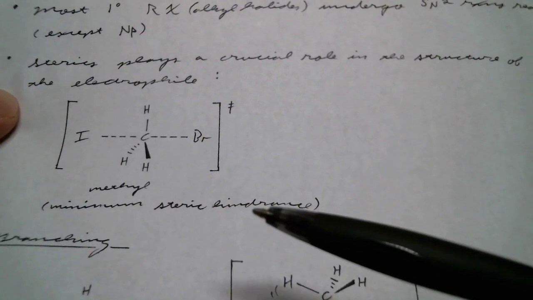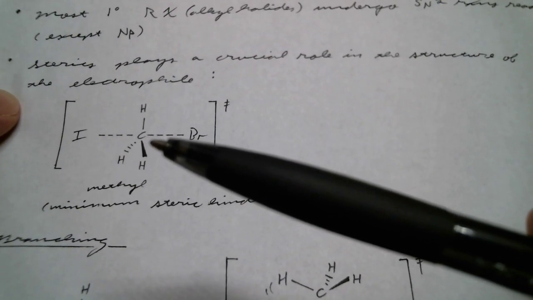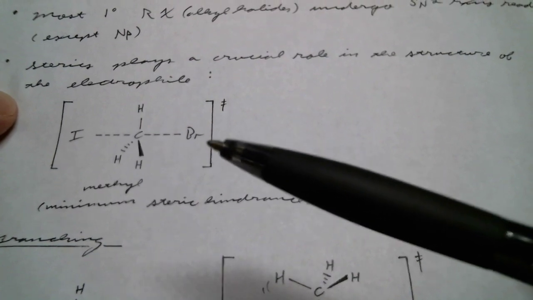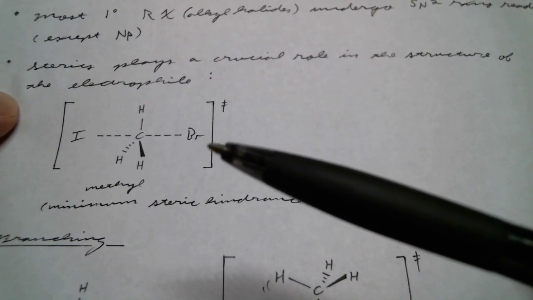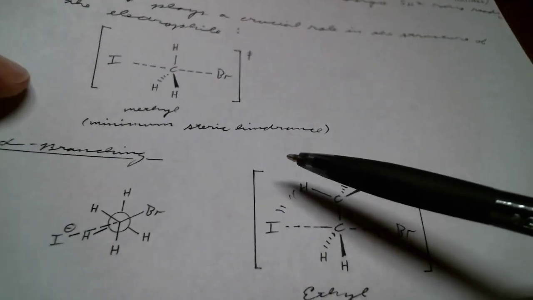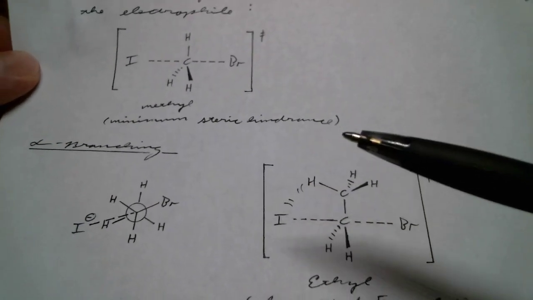So let's look at our minimum steric hindrance case. Here we have iodide approaching the methyl carbon of methyl bromide. We're going to break the carbon-bromine bond. That was our minimum steric hindrance case.